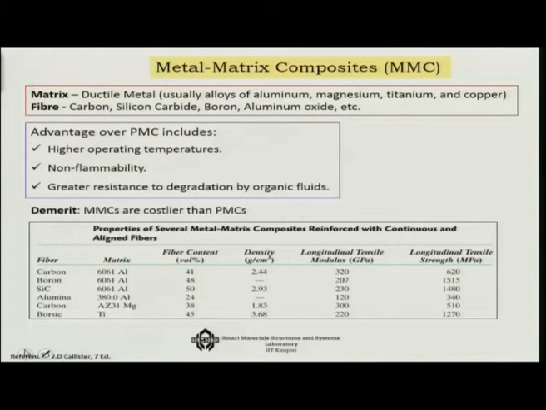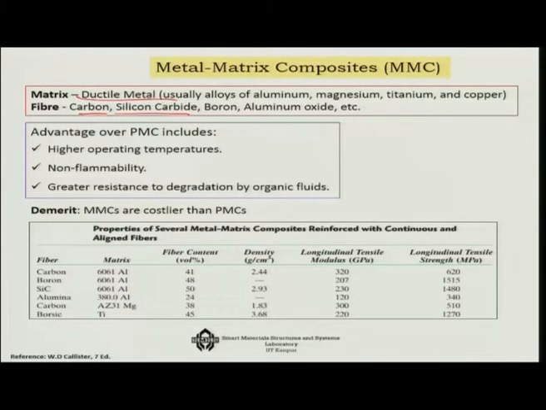Now I will talk about metal matrix composites. In a metal matrix composite, the fiber can be either metal or ceramic. But polymers typically we do not use because they cannot sustain high temperature, and there is also a mismatch of coefficient of thermal expansion and of conductivities, etc. Matrix wise here, it is a ductile metal, usually alloys of aluminum, magnesium, titanium and copper, and fiber wise it can be carbon fiber or silicon carbide.